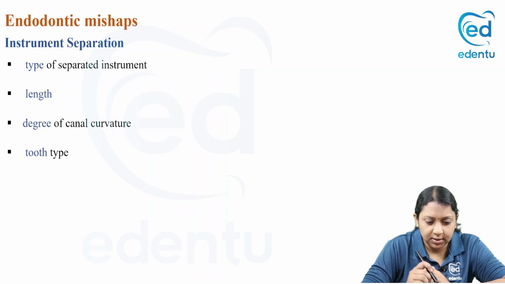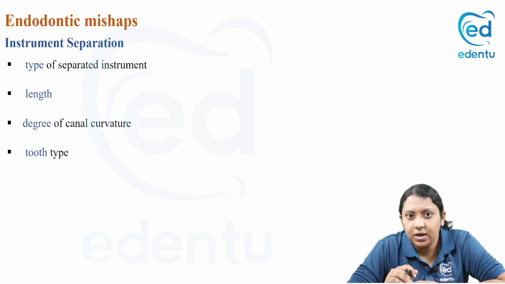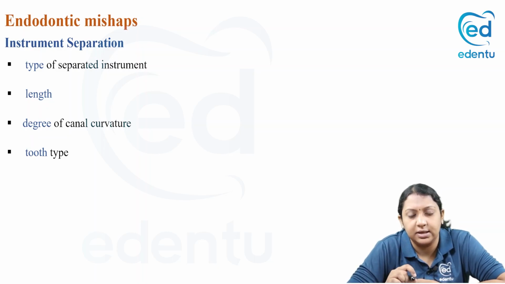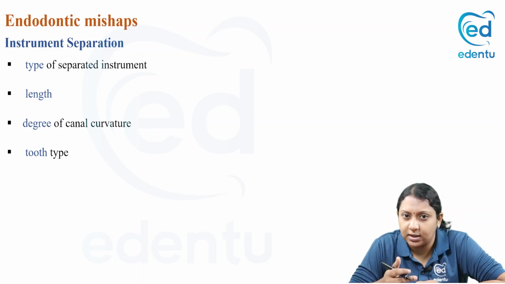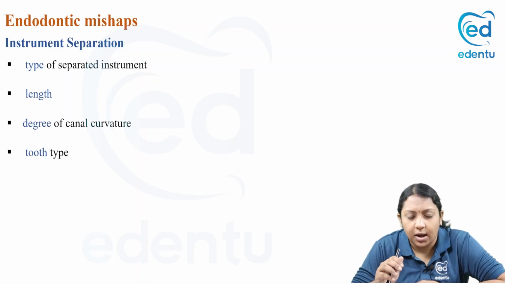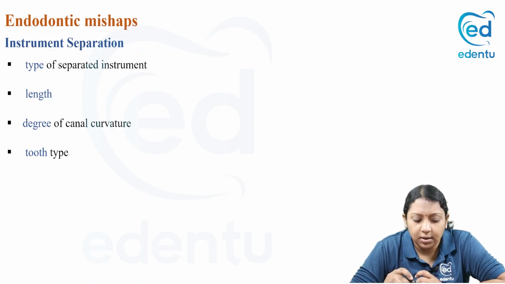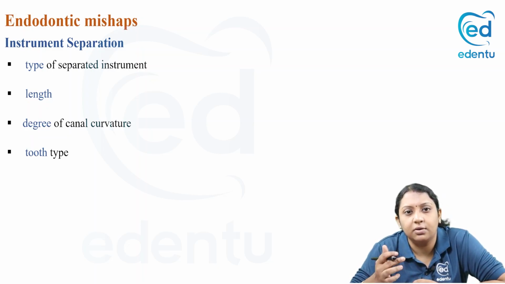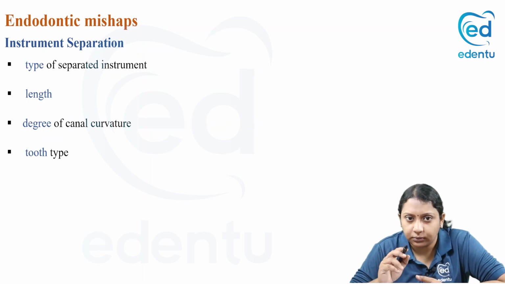So there are certain things we have to see: the type of the instrument that is separated and the length of the instrument. The type is rotary or stainless steel. Certain authors recommend stainless steel for easy retrieval, and certain others say rotary is easier. These are two contradictory statements, so it depends on the type of the separated instrument. Then the length: if it is a very long instrument, it is easier to retrieve than a short one, and if it is located in the apical third, it is very difficult to retrieve. In such cases, negotiating or bypassing the instrument is the treatment option.